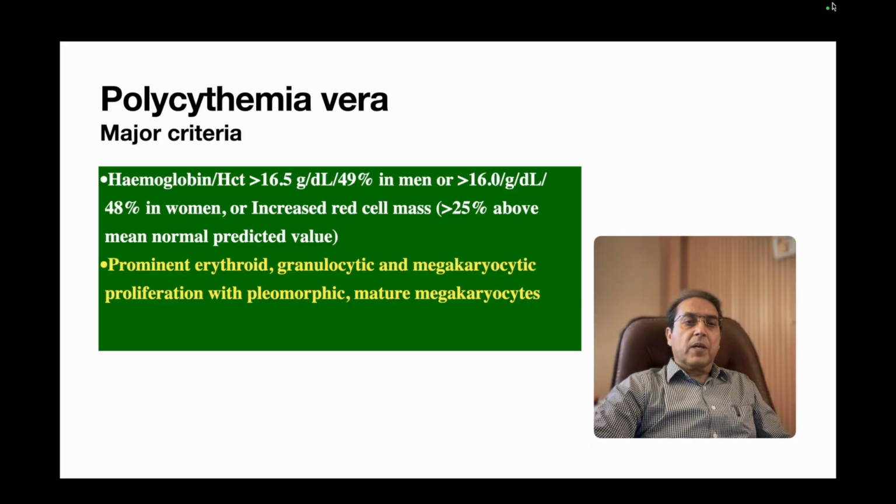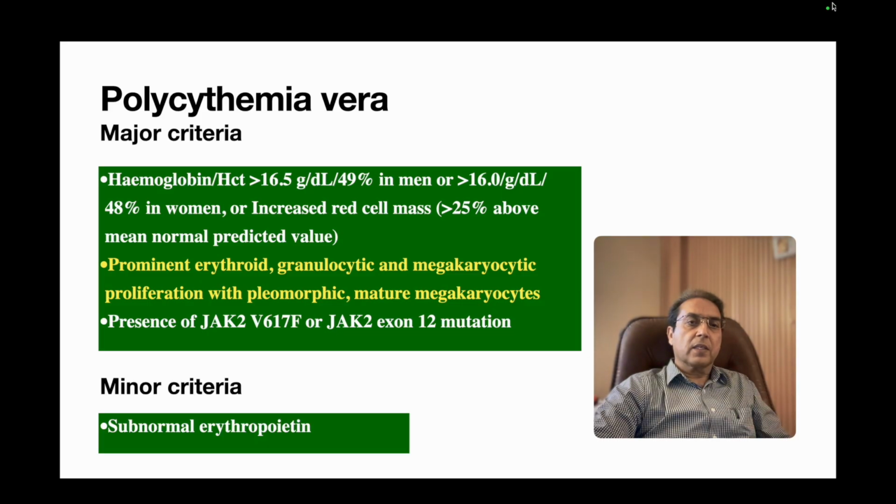And then prominent erythroid, granulocyte, megakaryocyte proliferation in the bone marrow with pleomorphic mature megakaryocytes. There may be presence of JAK2 mutation. This may be V617F or JAK2 mutation exon 12, so either of these may be present. And the minor criterion is subnormal erythropoietin. So if all three major criteria are present, this is polycythemia vera. If two major and the minor criterion are present, this is also a case of polycythemia vera.